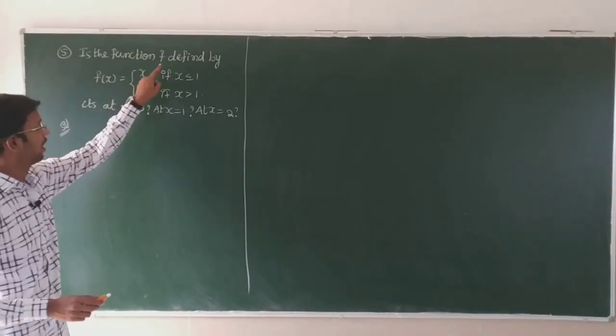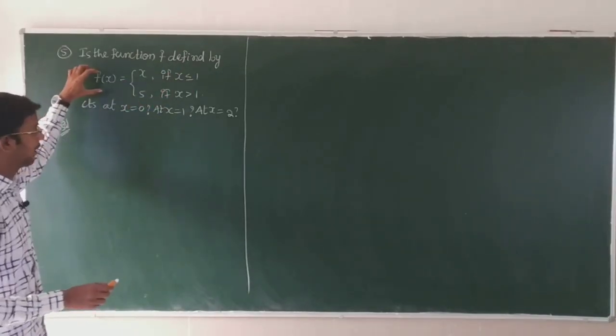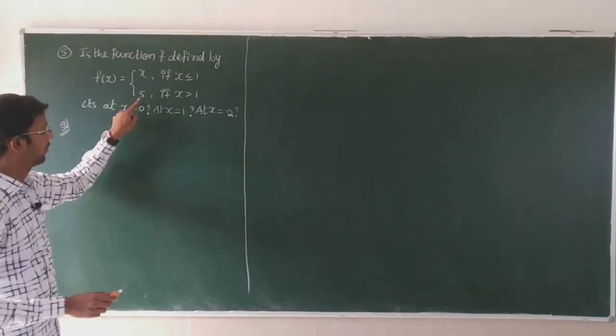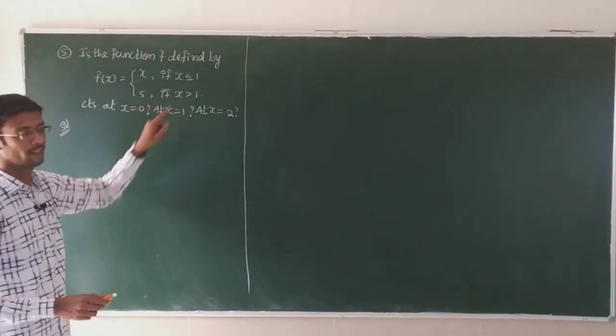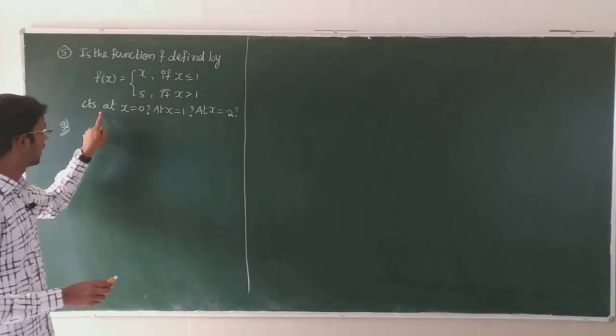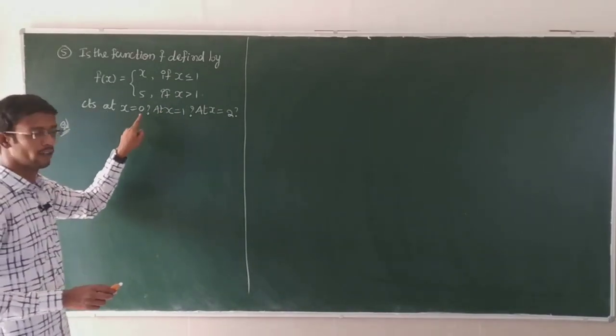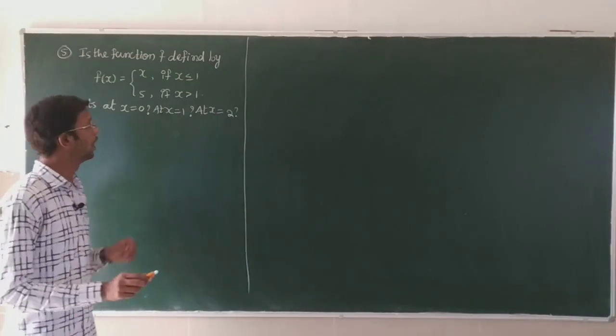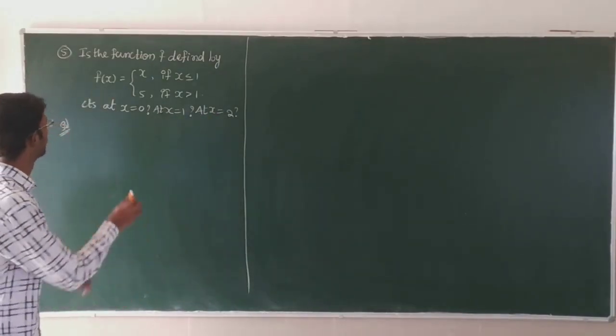Next, problem number 5. If the function f defined by f of x is equal to x, if x is less than or equal to 1, and f of x is equal to 5, if x is greater than 1, check whether it is continuous at x is equal to 0, at x is equal to 1, and at x is equal to 2. 3 places we have to check the continuity.